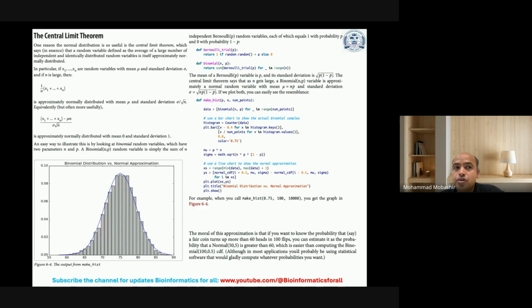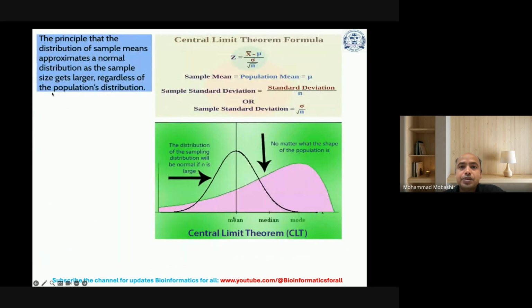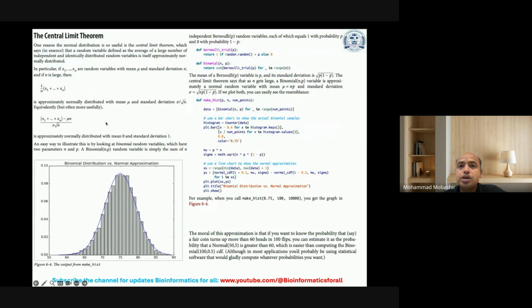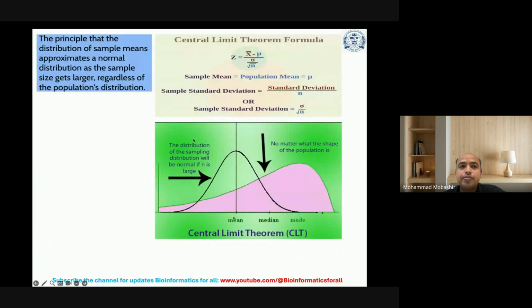One reason the normal distribution is so useful is the central limit theorem, which says, in a sense, that a random variable defined as the average of a large number of independent and identically distributed random variables is itself approximately normally distributed. The mathematical equations could similarly be written as mentioned here. You can also think about the code if you want to write it for the central limit theorem.